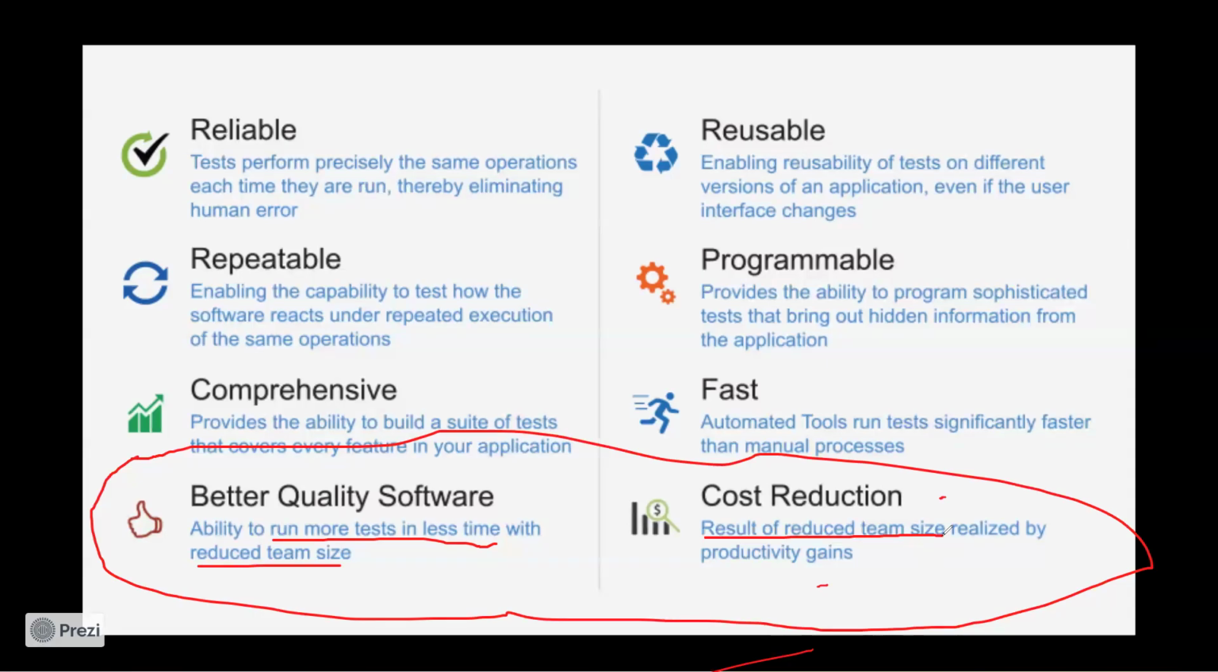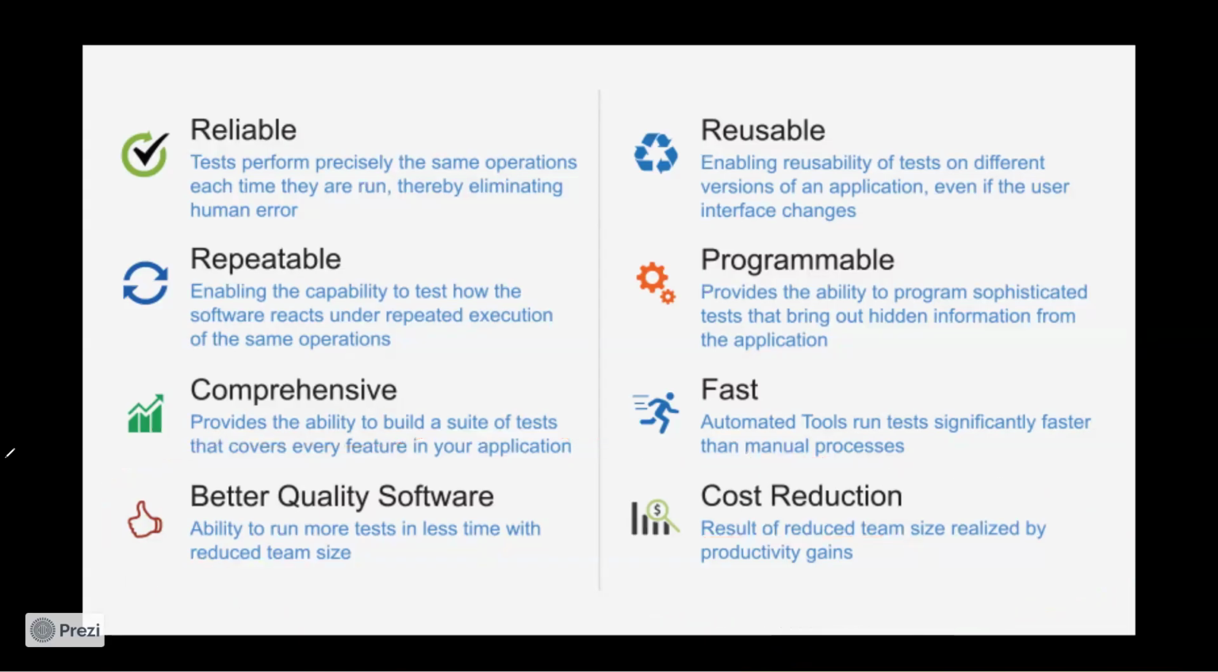Is this clear, everyone? Why is automation testing gaining a lot of importance? Forget about the first six points. The last two points, better quality software and cost reduction, are something that every project manager, service manager, and delivery director will always look at. If we can do more tasks in less time with fewer people, that is worth investing in for them. I hope this is clear. Yes or no, guys?